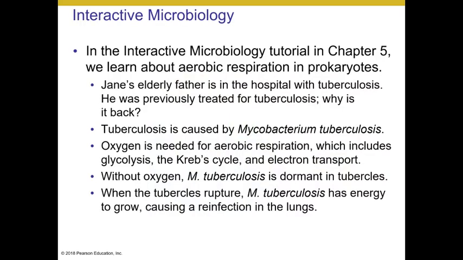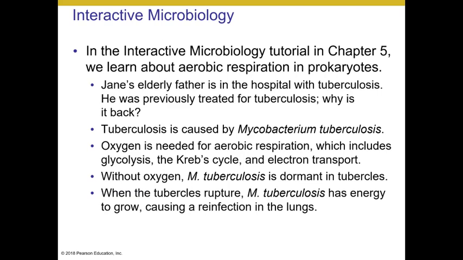This case is about Jane's father who has tuberculosis. He was previously treated, but now it's back. Why? Mycobacterium tuberculosis can become dormant, hiding in lung granulomas called tubercles. When oxygen is low, they shut down and wait. When conditions change, like a weakened immune system, they wake up and use aerobic respiration to multiply again.